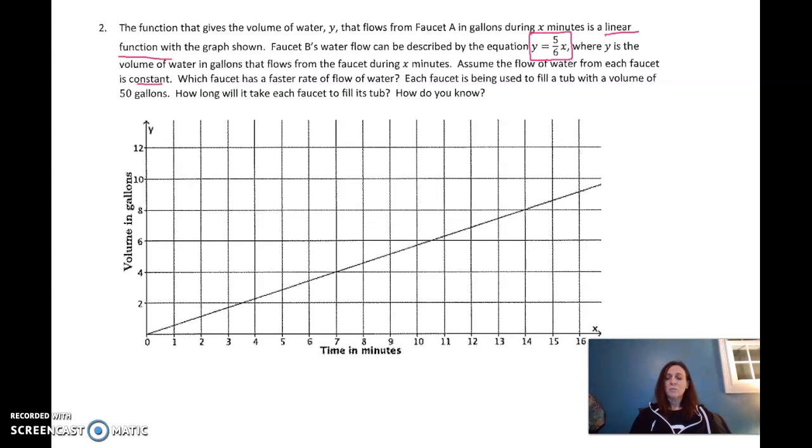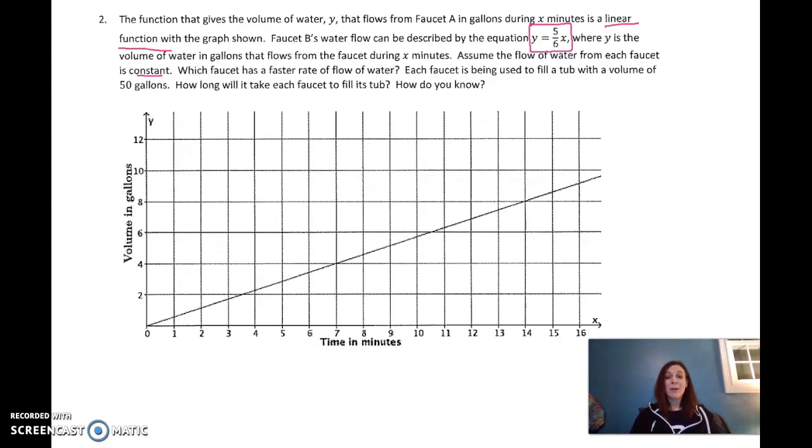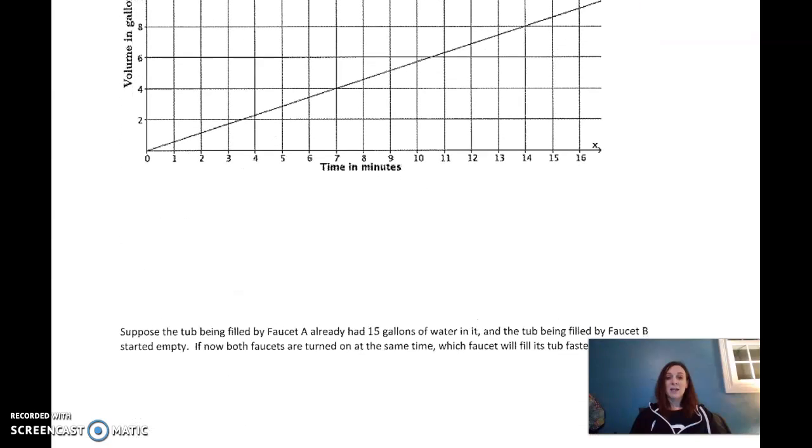So we know B's equation, but we don't know A, but we have a table that shows A. So let's come down here and I'm going to write faucet B. Faucet B is y equals 5/6 times x. Now, faucet A.